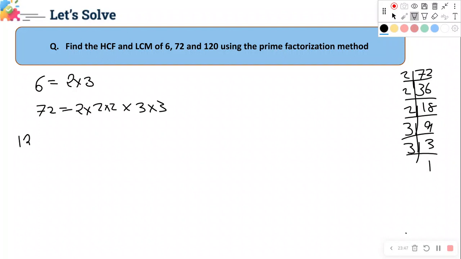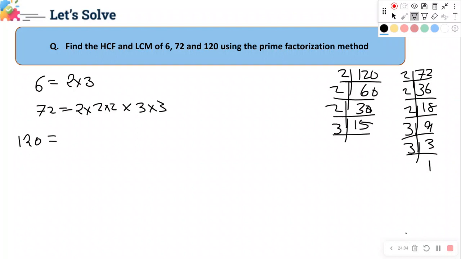अब आता है 120. ओके, 120. 120 का फैक्टराइजेशन करेंगे. 120 by 2 will get 60. Again by 2 30. Again by 2 15. अब 15 कहाँ पे आएगा? 3 के टेबल पे. So 5 and your prime factorization ends. So 120 is 2 cube into 3 into 5. This is a prime factorization of 120.